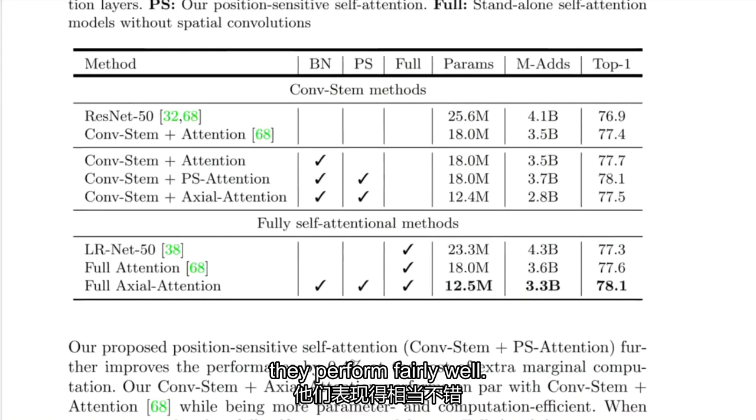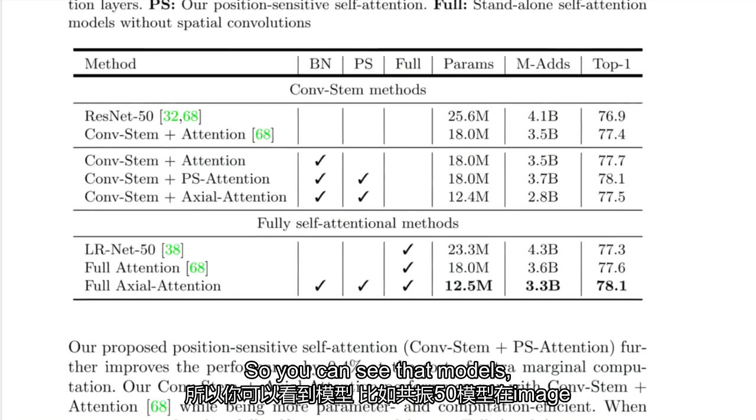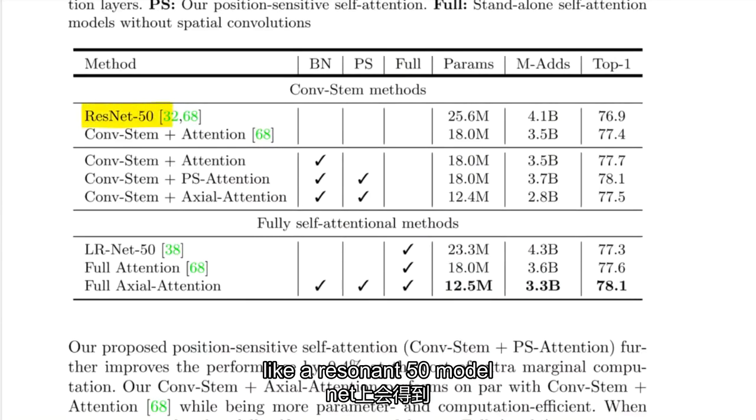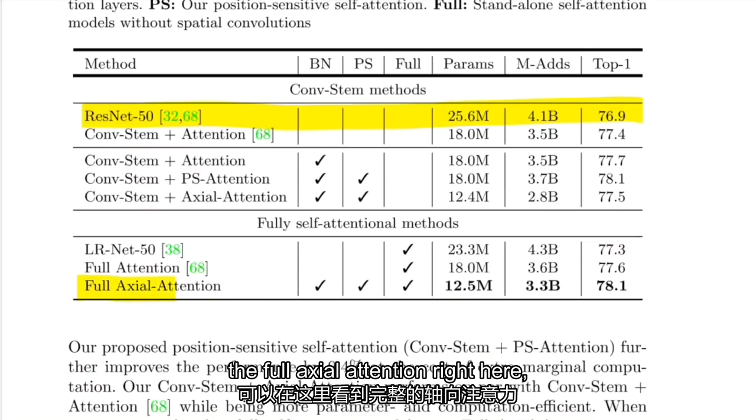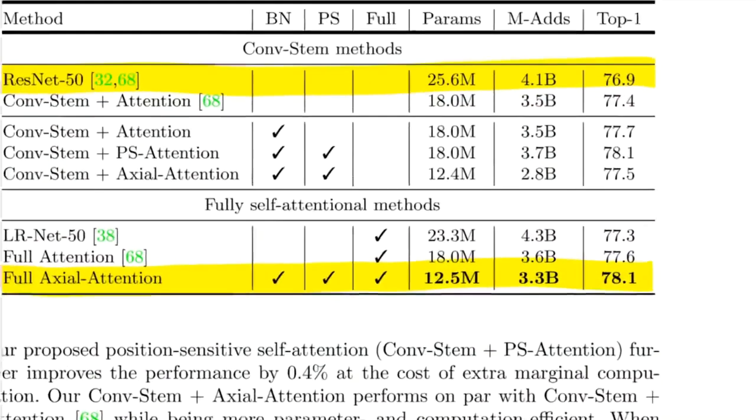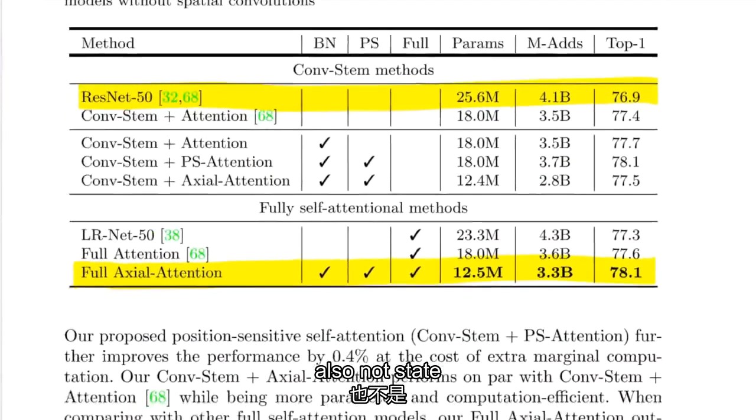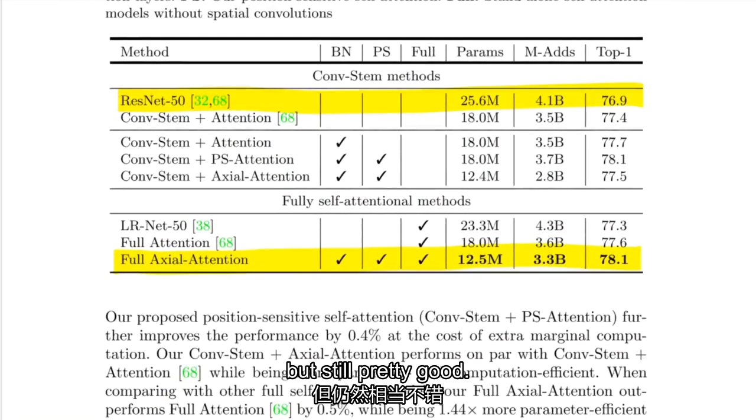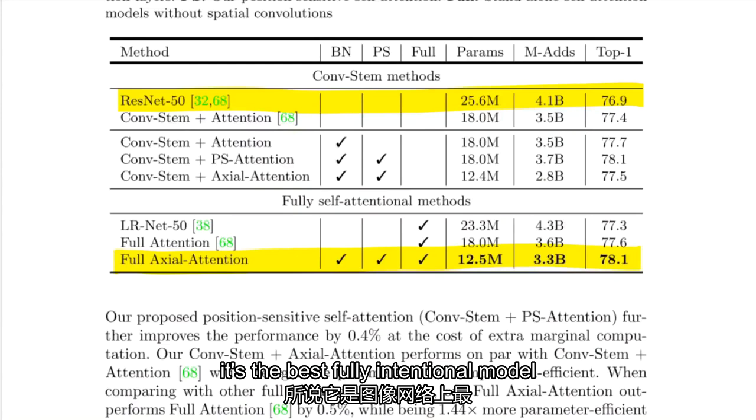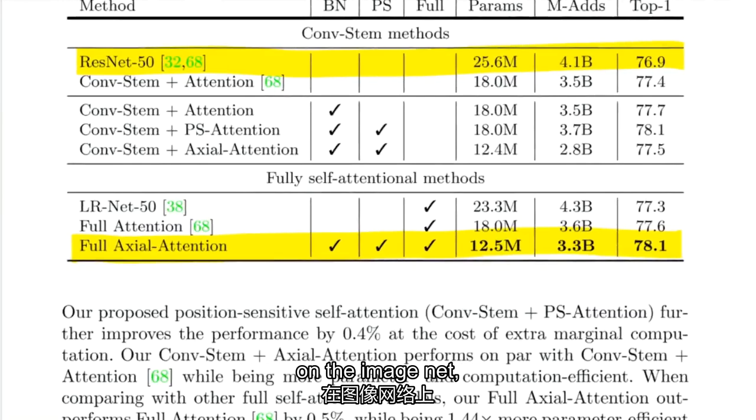they perform fairly well. So you can see that models like a ResNet 50 model will get a 76.9 on ImageNet, which is not state of the art, but it's also not bad, right? The ResNet 50 is a pretty good model. You can see the full axial attention right here achieves a 78.1, also not state of the art, but still pretty good. And as they say, it's the best fully attentional model on ImageNet, or standalone attention model on ImageNet.